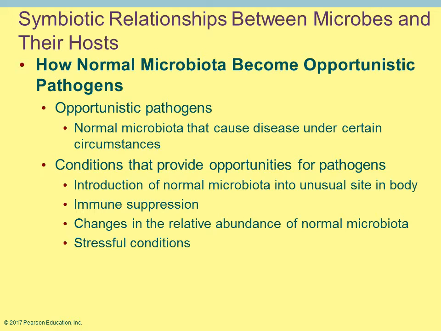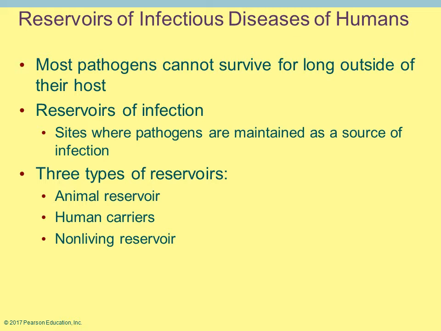Women sometimes see this: say they have a urinary tract infection and start taking antibiotics, which may kill the bacteria. But now that the bacteria have been killed, the fungi, the yeast that are normally there in small numbers, can grow to much higher numbers and cause a yeast infection. Stress causes a lot of issues in many different ways. Stressful conditions can also upset this balance and allow opportunistic pathogens to start causing disease.